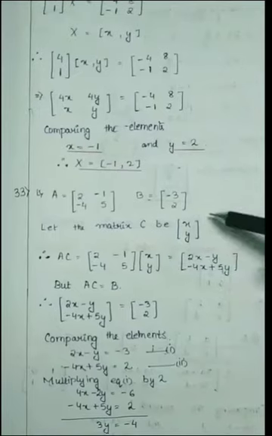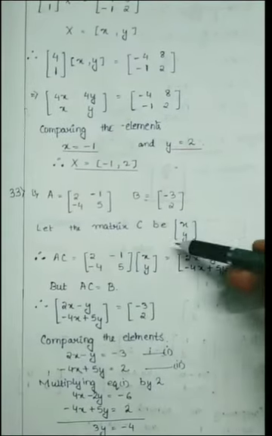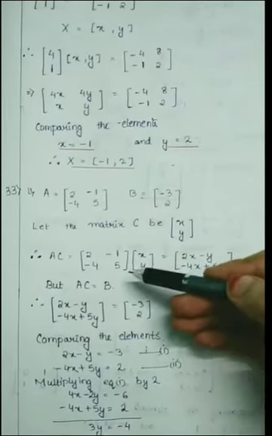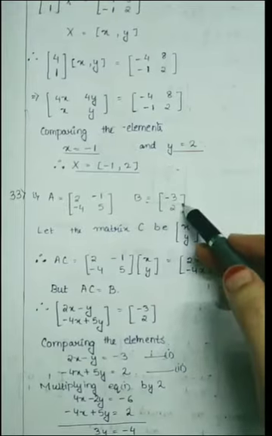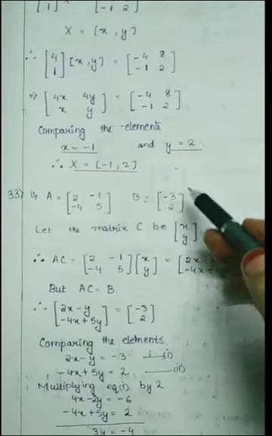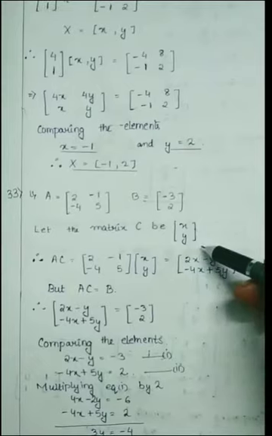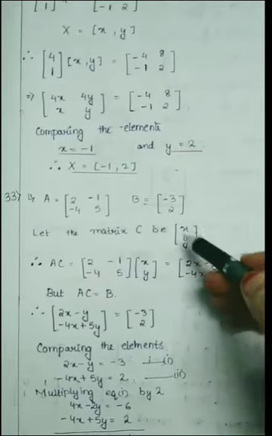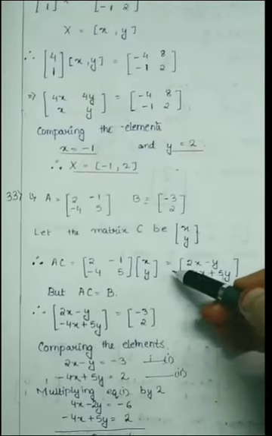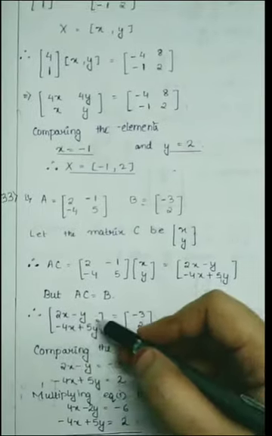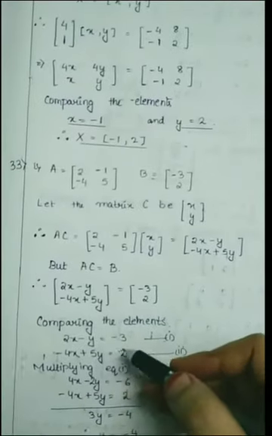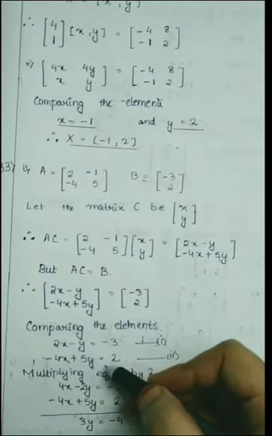Now 33 part 1. Here we have to find the matrix C. A and B are given and AC is equal to B is given. As we can see, the result is a 2 into 1 matrix, so we can understand that C will also be a 2 into 1 matrix. So we'll take this as x and y. Now we'll multiply. The multiplication will come 2x minus y and minus 4x plus 5y is equal to minus 3 and 2. Now comparing the elements, 2x minus y is equal to minus 3 and minus 4x plus 5y is equal to 2.